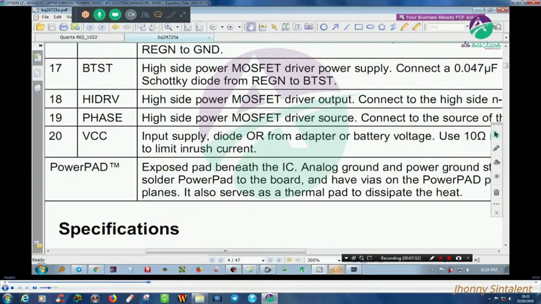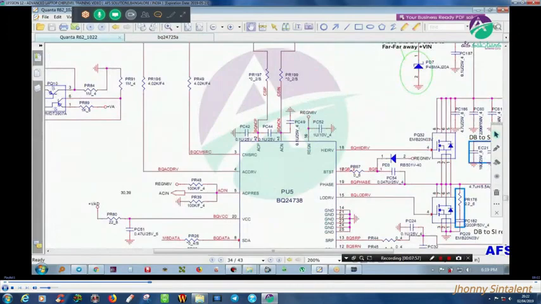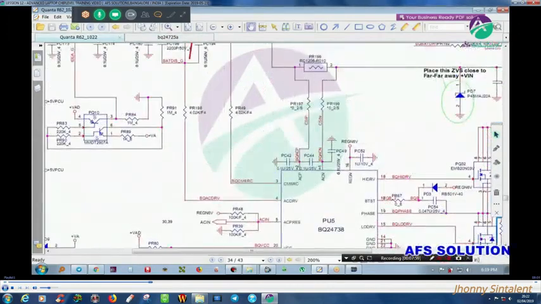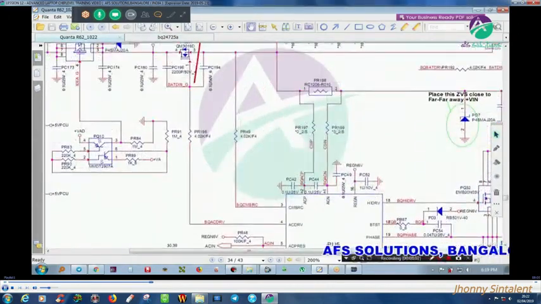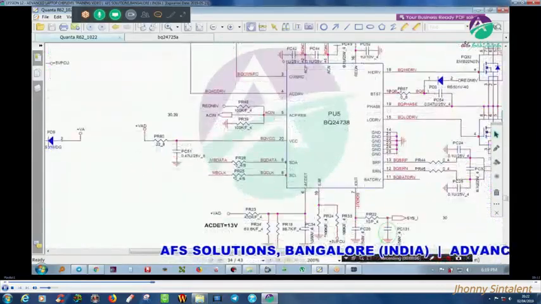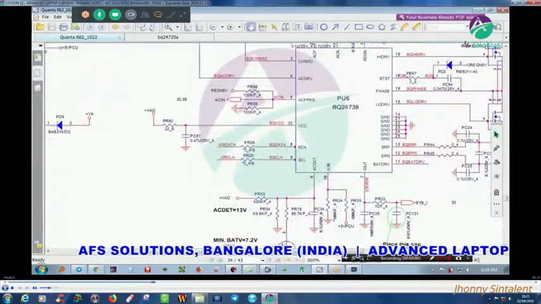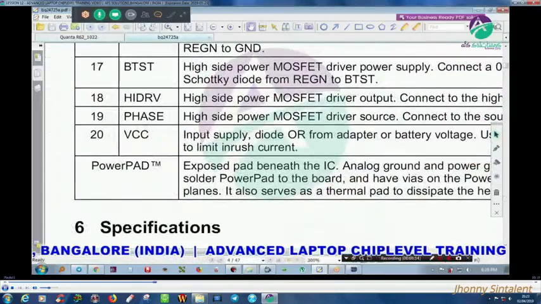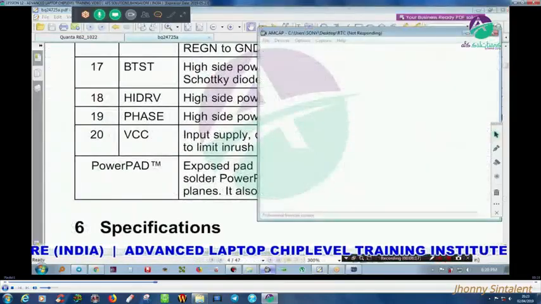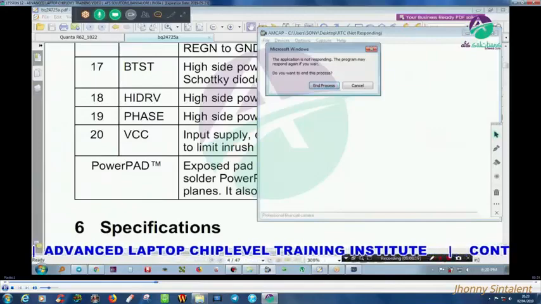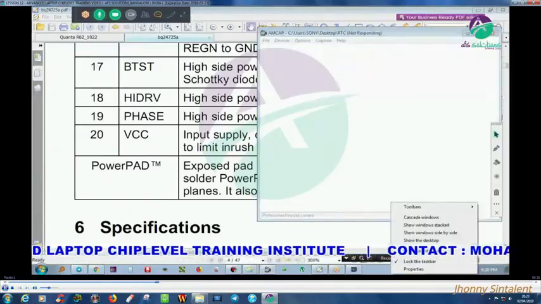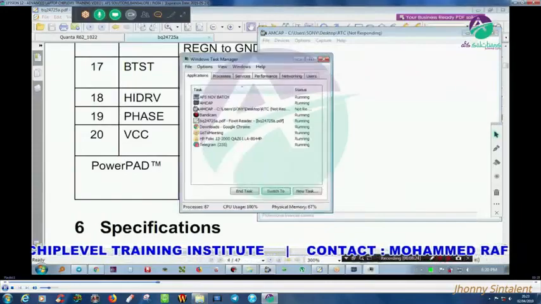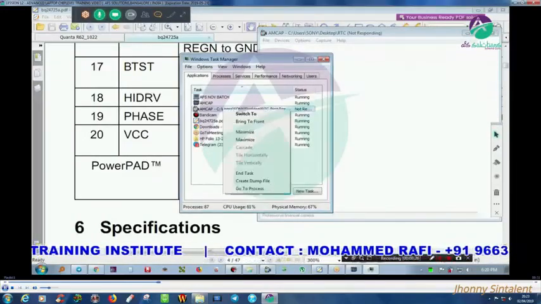Always I have told you, in a charger IC, if there is any voltage passing inside, there will be a resistor. Am I right? There will be one resistor. Correct? So VCC, you can see a resistor here. Here also, that is what he is trying to tell. So pin number 20, in my microscope, it has to show me a resistor. So task manager, I will go to AMCam. It is not working. Let me close it.